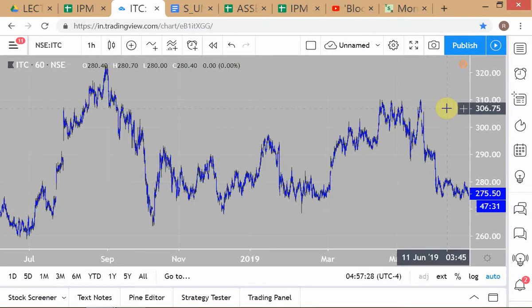So the magnitude of the loss is very high, the probability of loss is lower. Whereas if I set it at 282, the probability of getting hit is much higher. But if I get stopped out at 282, the magnitude of my loss is much lower. So you should be clear about these concepts, that you should recognize these concepts.